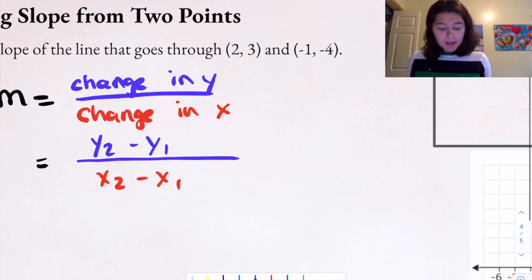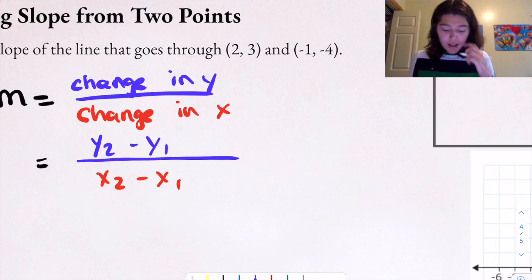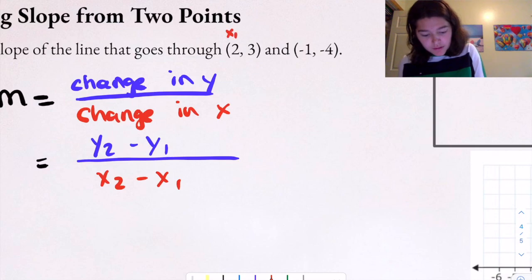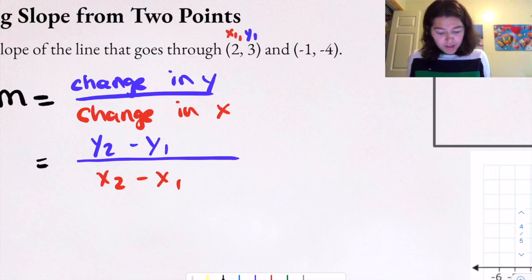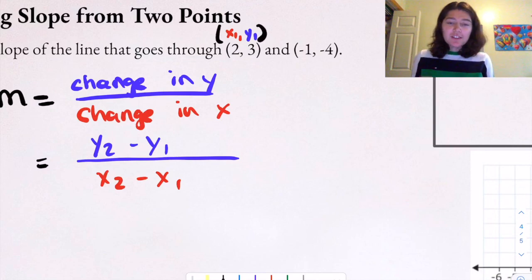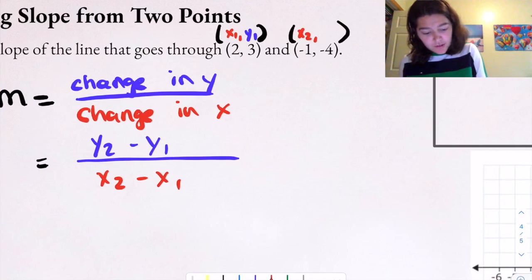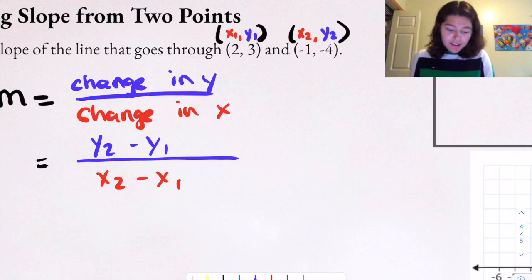So for my problem here, I have the first point is 2, 3. So I'm going to call that x1, comma, y1. Because 2 is an x coordinate, and 3 is a y coordinate, and that's what I'm going to consider my first point. Okay? And then over here, negative 1, negative 4, I'm going to say negative 1 is x2, and negative 4 is y2, my second x coordinate and my second y coordinate.